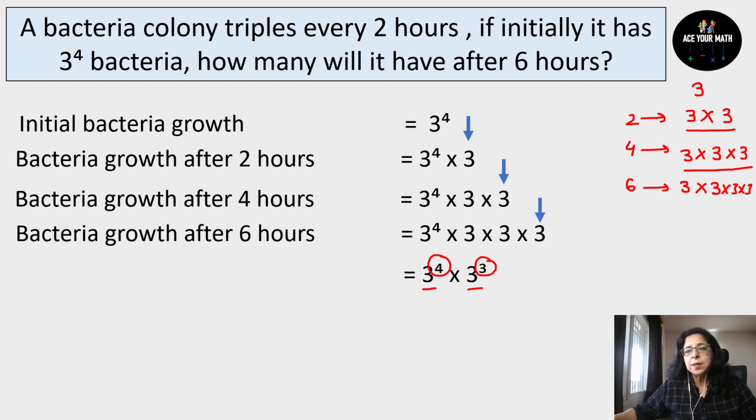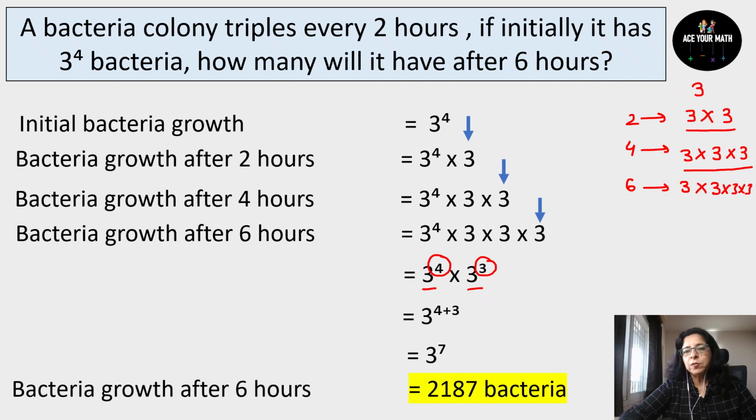Okay, so in the next step, what will you do? You will add their powers. So what will it become? It will become 3 raised to the power 4 plus 3. Okay, so wherever there are chances of using laws of exponents, always use them. Now it will give you 3 raised to the power 7. And how do we solve 3 raised to the power 7? You will multiply 3 seven times. So what will it give you? It will give you 2187. So the number of bacteria after 6 hours will be 2187.